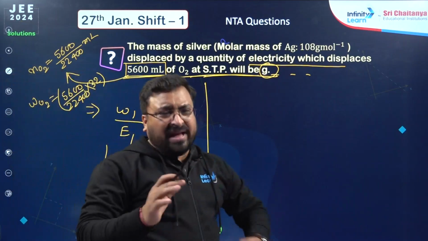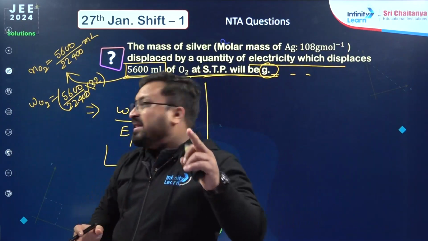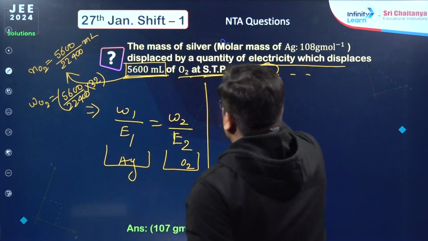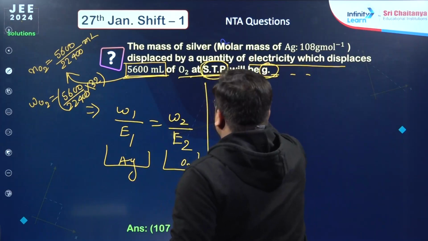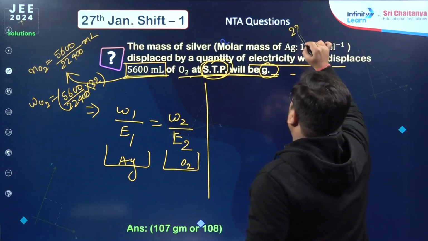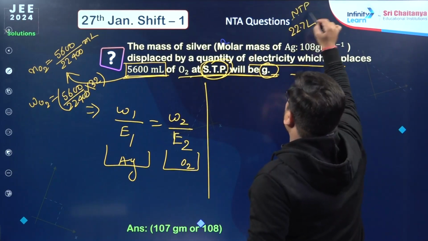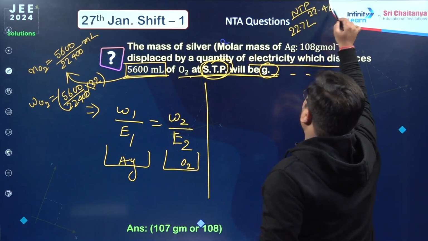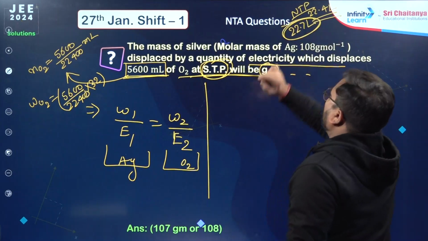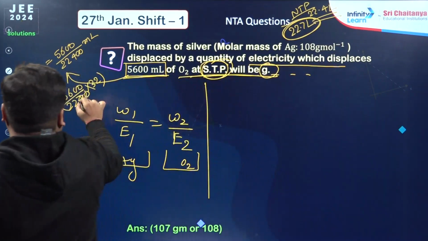There is a trick actually. It might be possible many people will tell you this is STP, so you should take 22.7 liter, and for NTP, you should take 24.4 liter. Better to go with this. So you can use this relation also.